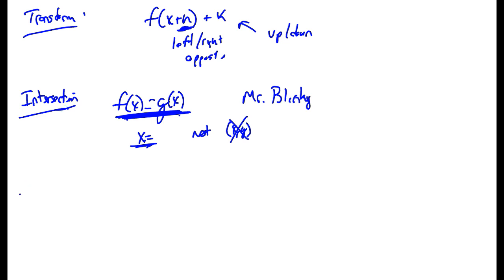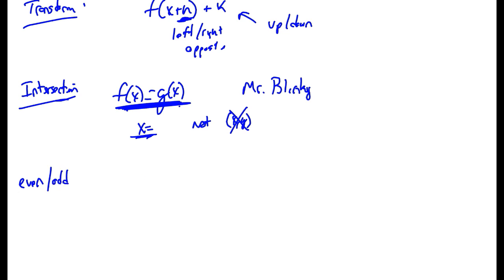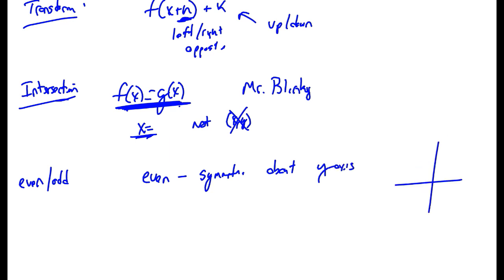And finally, the last thing I want to mention is even/odd functions. Even functions means you're symmetric about the y-axis. That means I can take the curve and it has perfect symmetry about the y-axis. I can flip it over, I can fold my paper about the y-axis, and it's going to map onto itself.